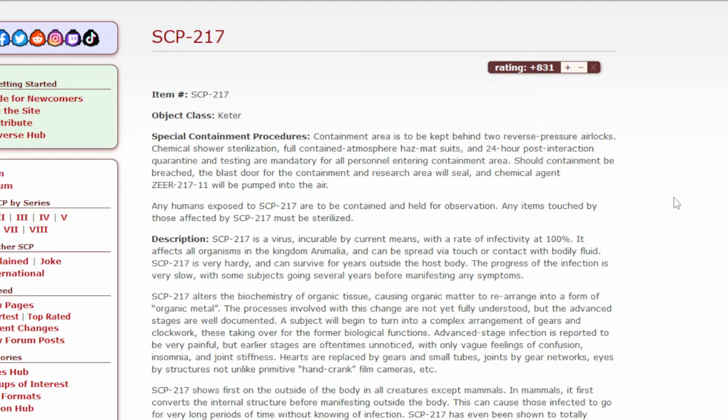Containment area is to be kept behind 2 reverse pressure locked airlocks, chemical shower sterilization, full contained atmosphere, hazmat suits, and a 24-hour post-incineration interaction quarantine and testing are mandatory for all personnel entering the containment area. Should containment be breached, the blast door for the containment in the research area will seal. The chemical agent 21711 will be pumped into the air. Any humans exposed to SCP-217 are to be contained and held for observation. Any items touched by those affected by it must be sterilized.